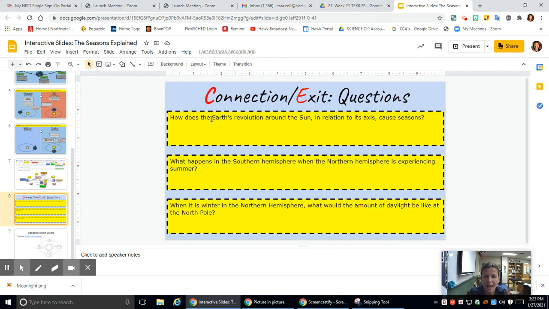For our connection and exit questions, how does the Earth's revolution around the sun in its relationship to axis cause seasons? So the reason for seasons is Earth's 23.5 degree tilt as it does a revolution around the sun. So the hemisphere that's tilted away from the sun is winter, and the hemisphere that's tilted towards the sun, it's summer.